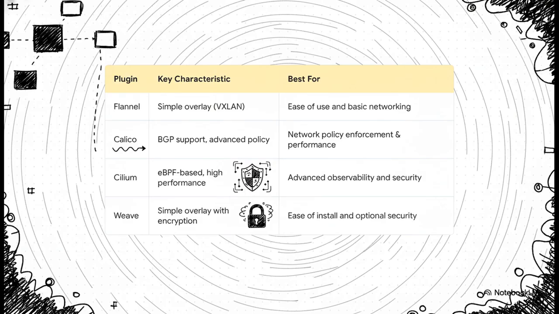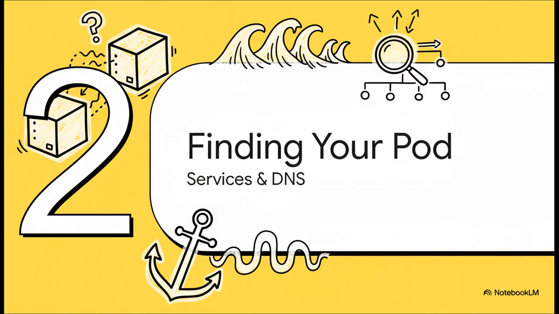Now here's where it gets really interesting. CNI isn't just one tool, it's this whole ecosystem of different plugins. As you can see here, you've got options like Flannel, which is great for simplicity, or Calico for really powerful security policies. Then there's Cilium, which is super popular for high performance because it uses this cutting-edge Linux tech called eBPF. The main thing to remember is that your choice of CNI plugin really does have a huge impact on your cluster's capabilities. All right, so our pods can talk to each other.